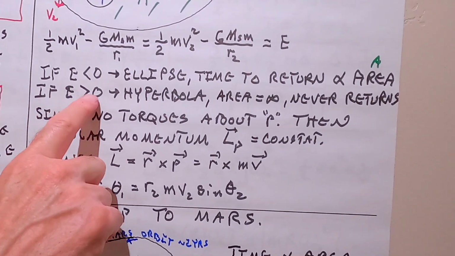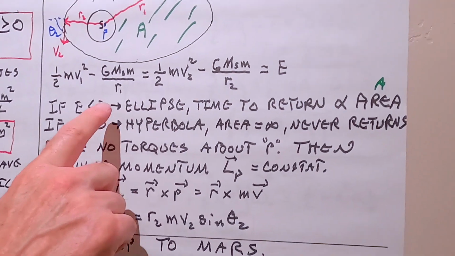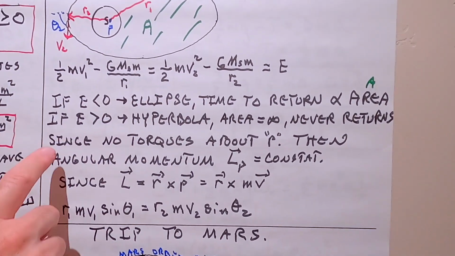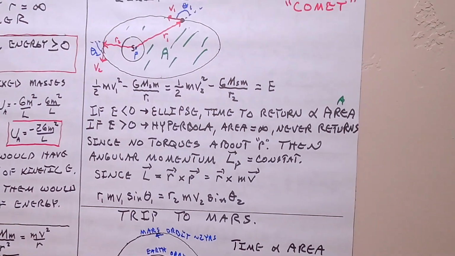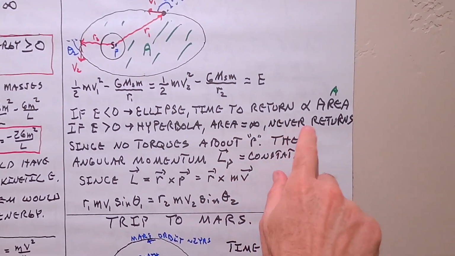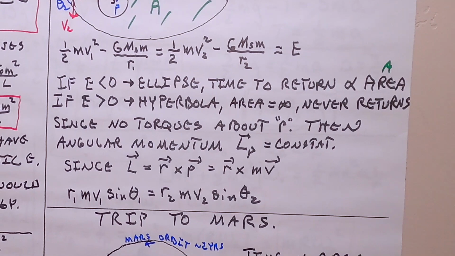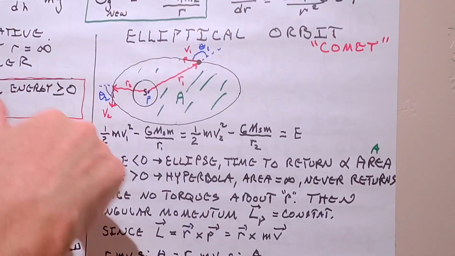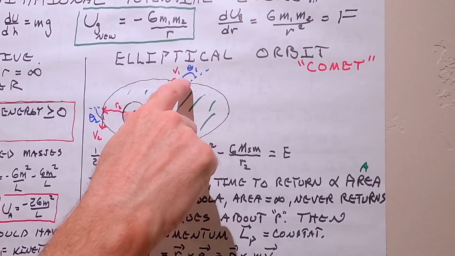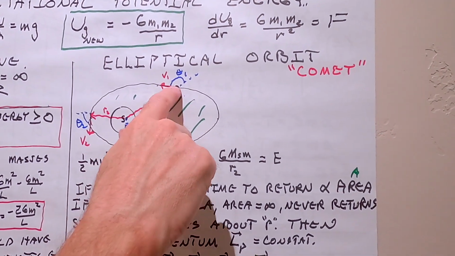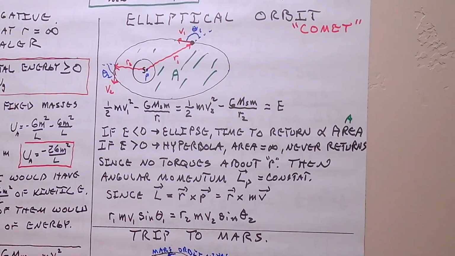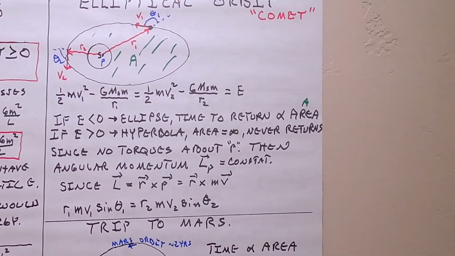If the energy is greater than 0, then you don't get an ellipse, you get a hyperbola, which goes off like this. It never comes back. Never returns. So that's how they can tell if a comet's going to come back again. They just have to calculate what the speed is and what the radius is at one point. Then you know the total energy. And if you know the total energy, you know how long it's going to take to come back.